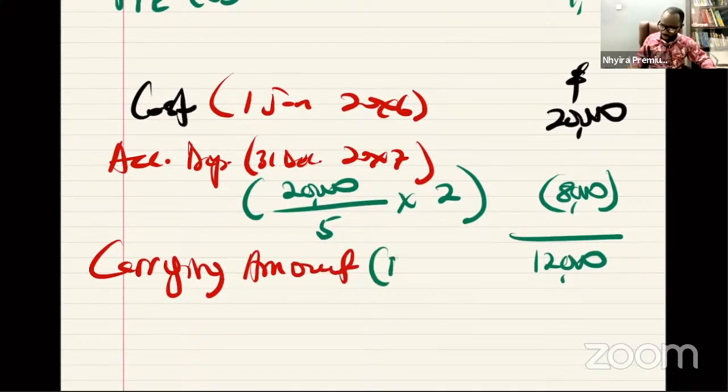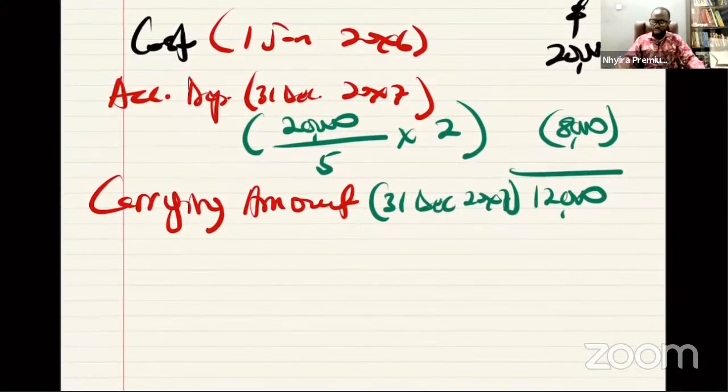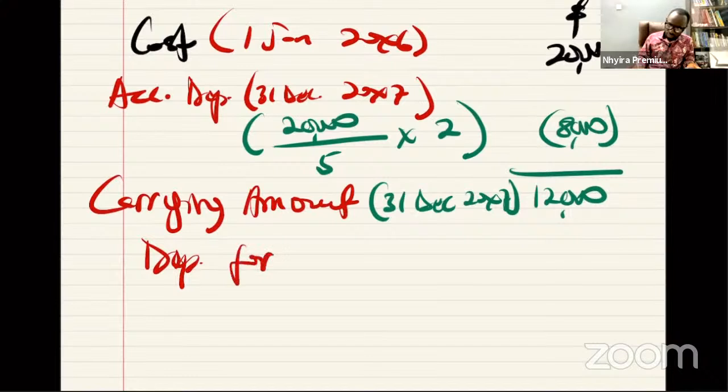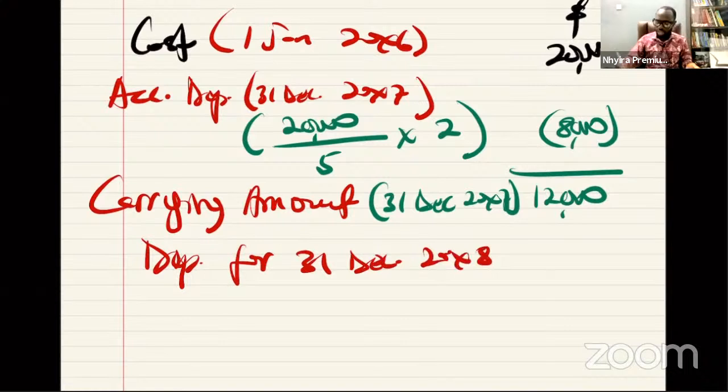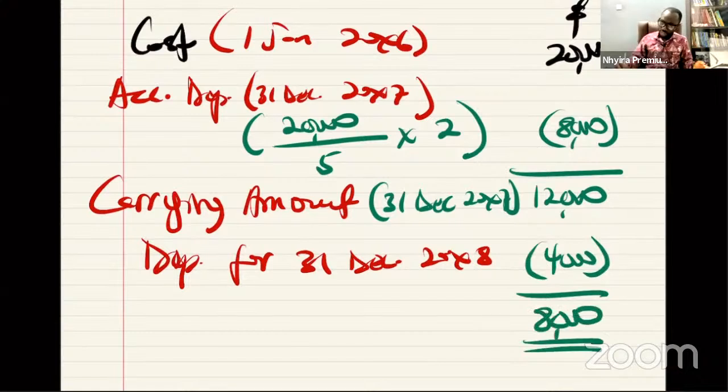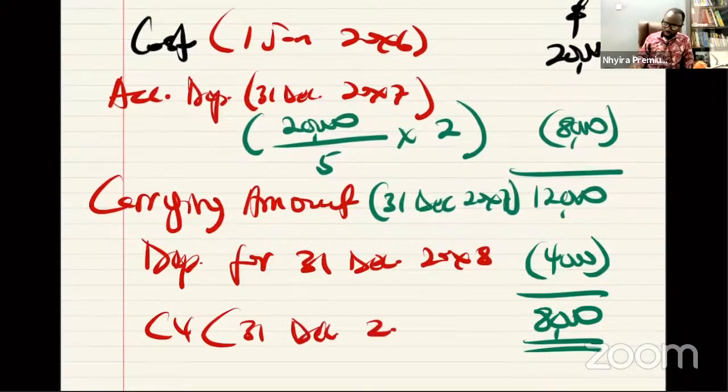as at 31st December 20x7. Now, I'm not done because I need 20x8. So I bring in the depreciation for 20x8, for 31st December 20x8, and that will be on a straight line basis. So 20,000 divided by 5. That's 4,000. So I take it out. So I get 8,000 at the end of the year as the carrying value at 31st December 20x8.